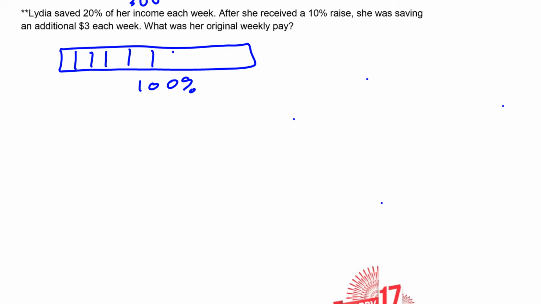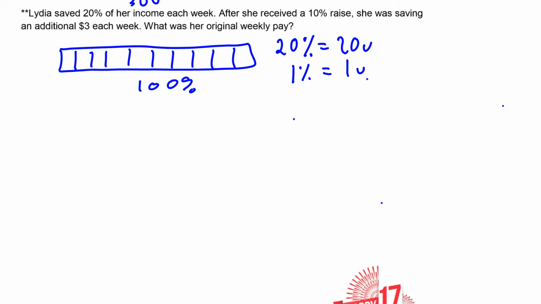1, 2, 3, 4, 5, 6, 7, 8, and 9. We split our unit bar into 10 equal pieces, and I know that if I take 100 and divide it by 10, that means each of my units is going to be worth 10, correct? So that is telling me right off the bat that 20% is worth 20 units, which then also means that 1% is worth 1 unit.